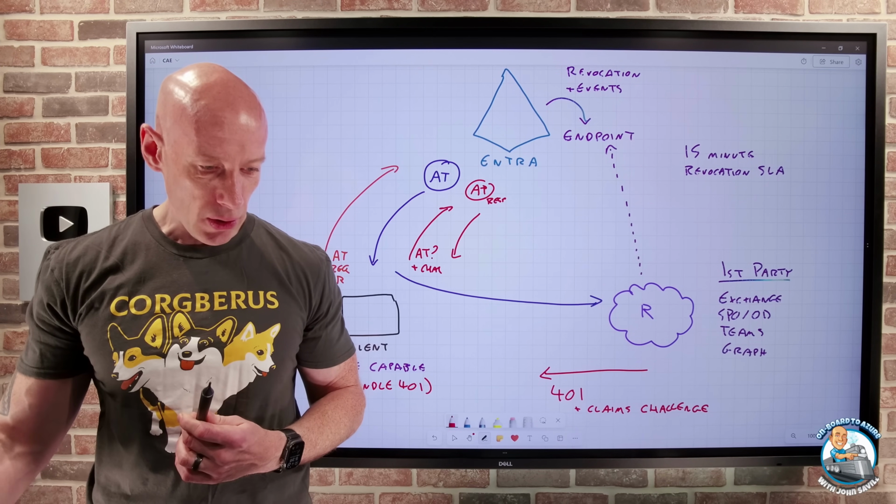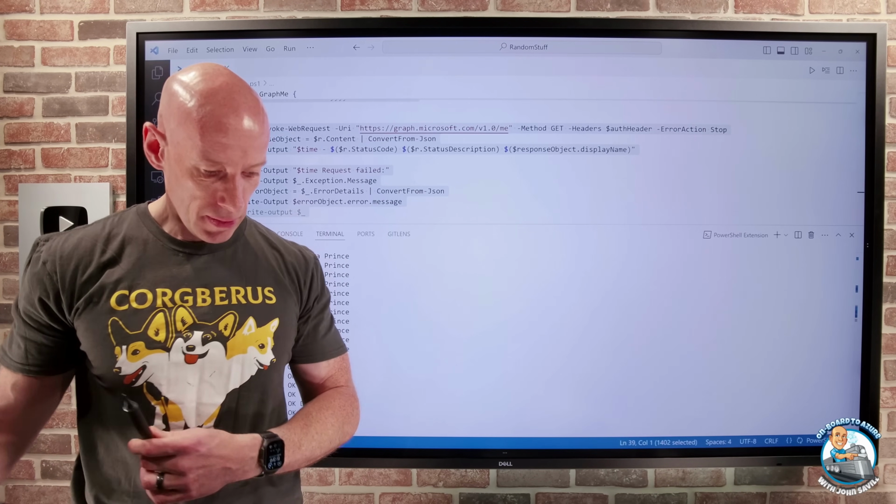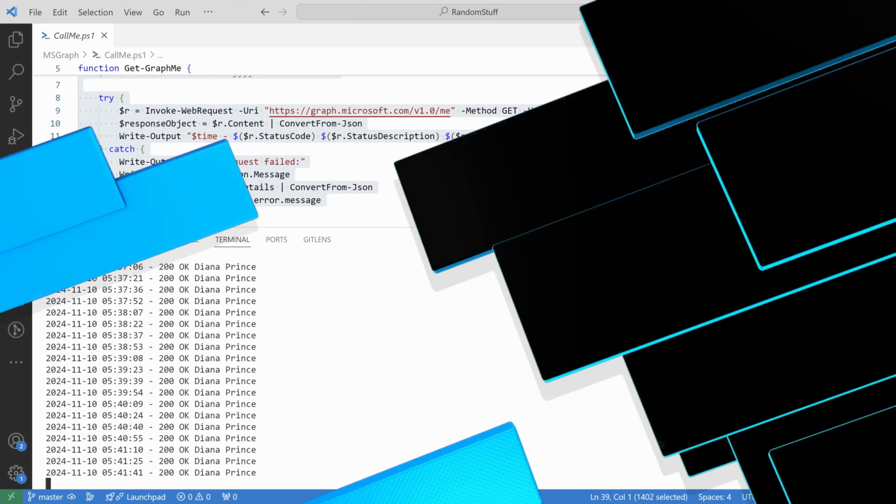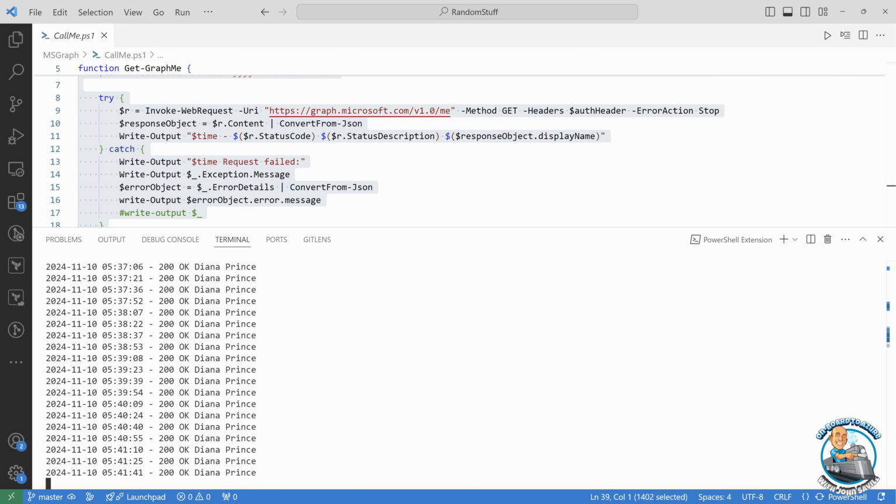Now, if we go and look, it's been a couple of minutes. Okay, so it's not kicked in yet, so we can see it's still sort of trawling through the thing. We'll come back and check. Again, the SLA is technically 15 minutes, so it can take that long. But right now, it's not kicked me off quite yet.